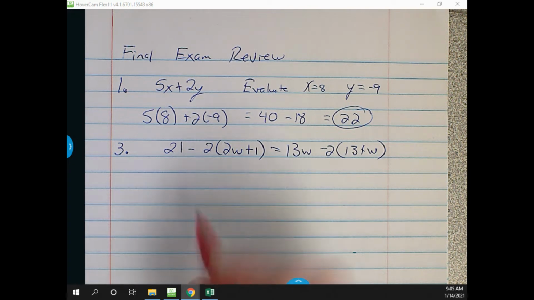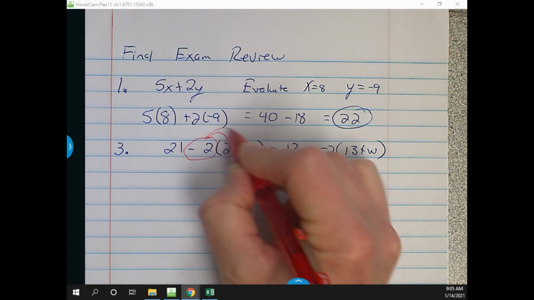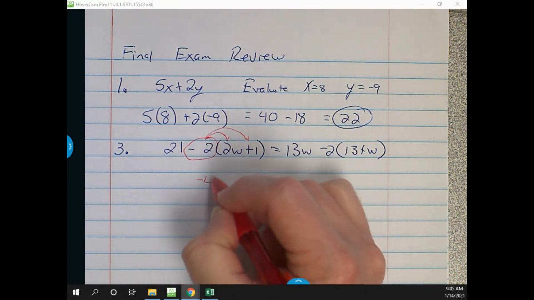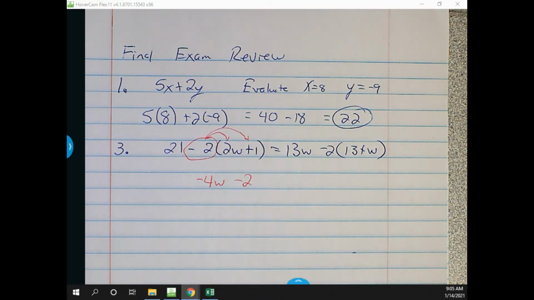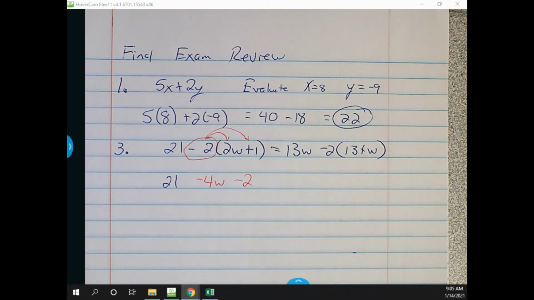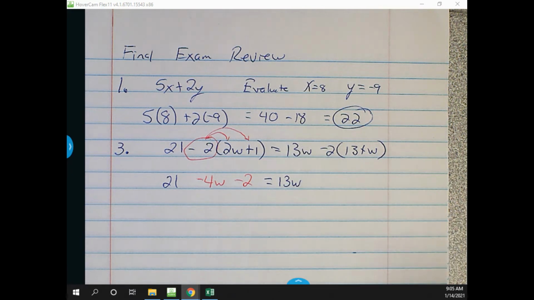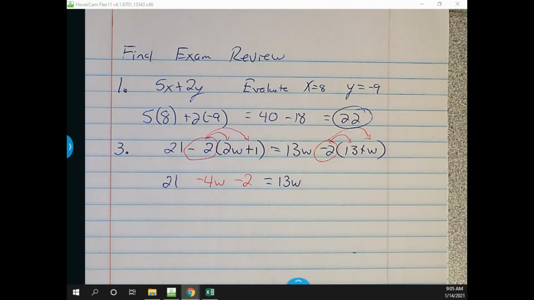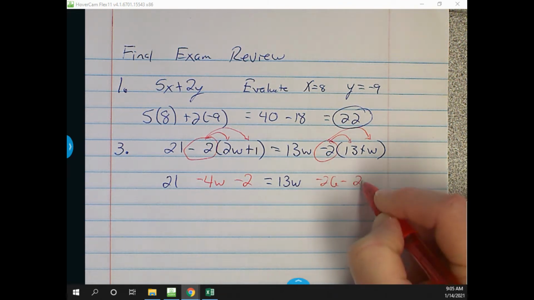So the very first thing you want to do is do -2 times both of these numbers. So it's -2 times 2w for a -4w, and -2 times a +1, which would be a -2. The 21 that was in front is just hanging out there. Okay, and same thing over here. You're going to do -2 times 13 and -2 times w. So that's -26 minus 2w.